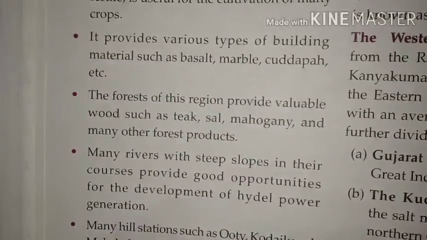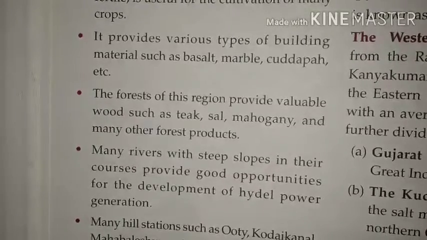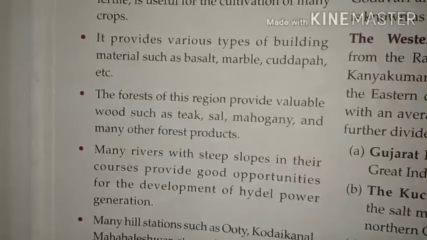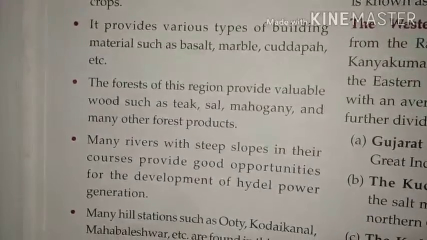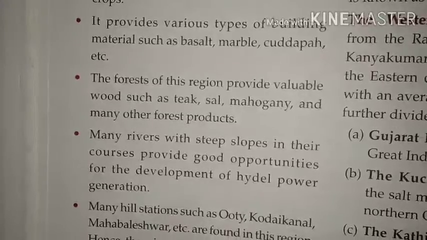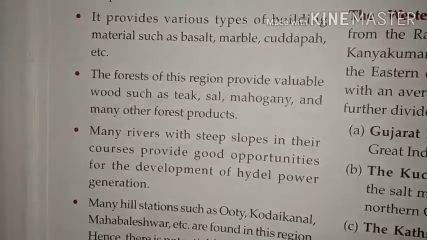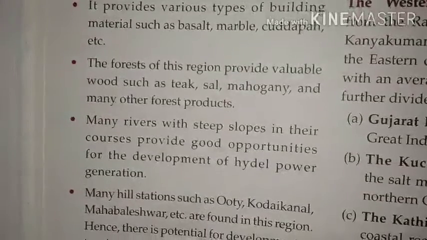Since it is made up of rock, it provides various types of building materials like basalt, marble, granite. The forests found there in the Plateau region are also a very rich source of wood. Which type of trees grow there? Teak, sal, mahogany, and many other forest products we also get.